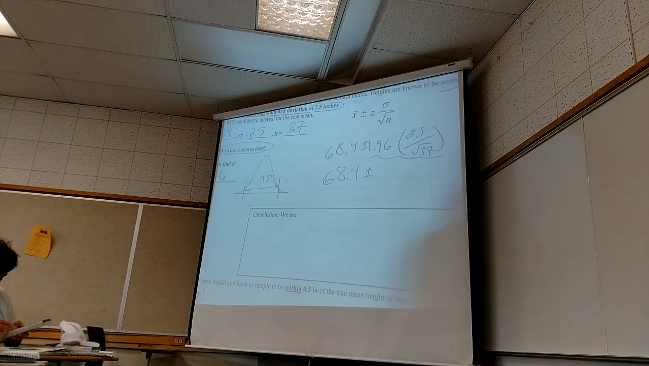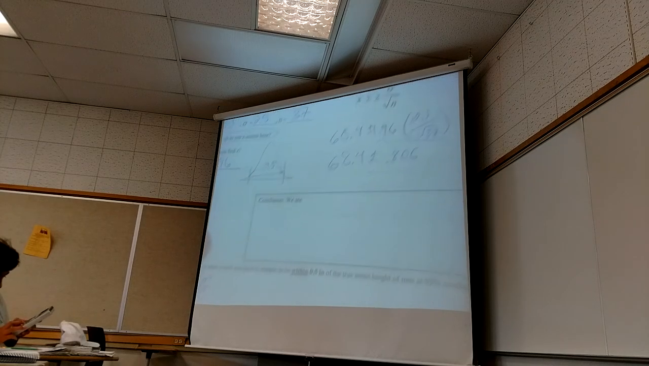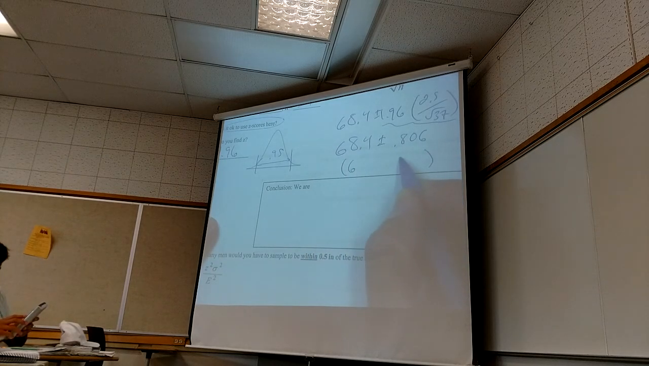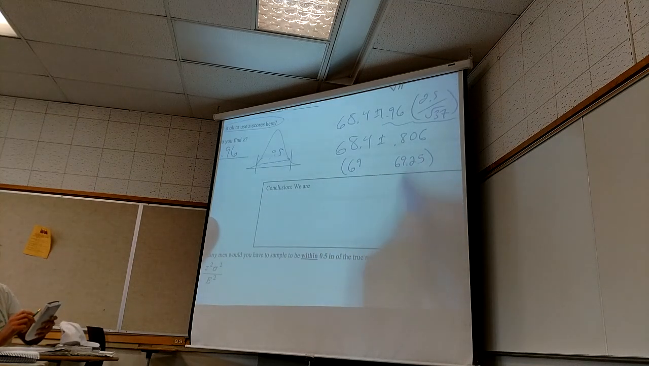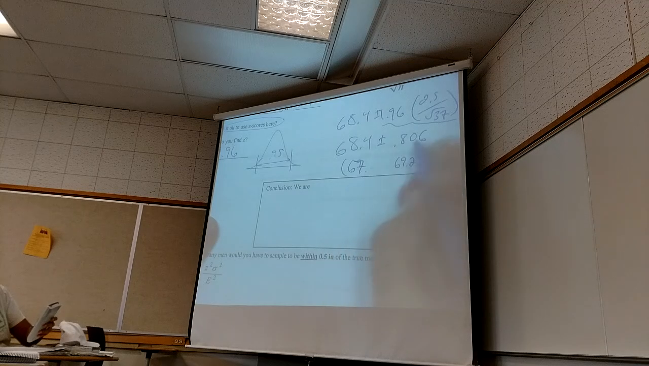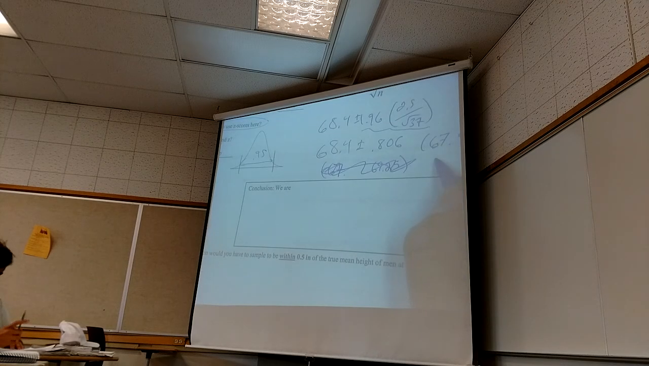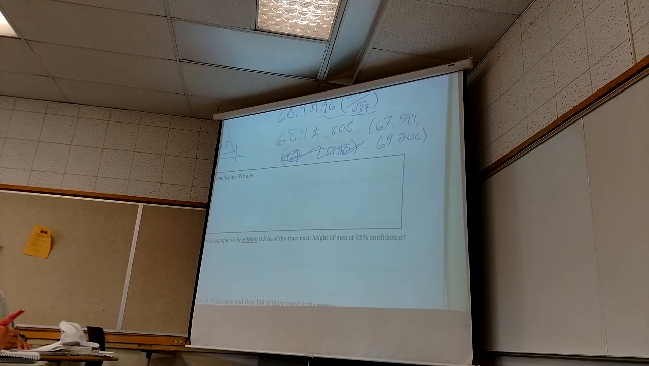What did you guys get for this error? It was like 0.806. Yep. It doesn't matter. So then you get what interval? 67.594 makes sense. Up to 69.206, right? Remember, I'm going up to 4 places.